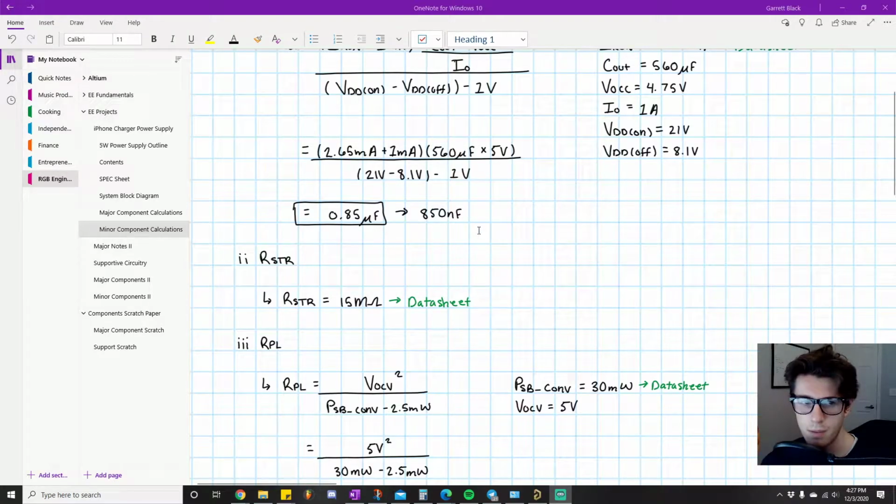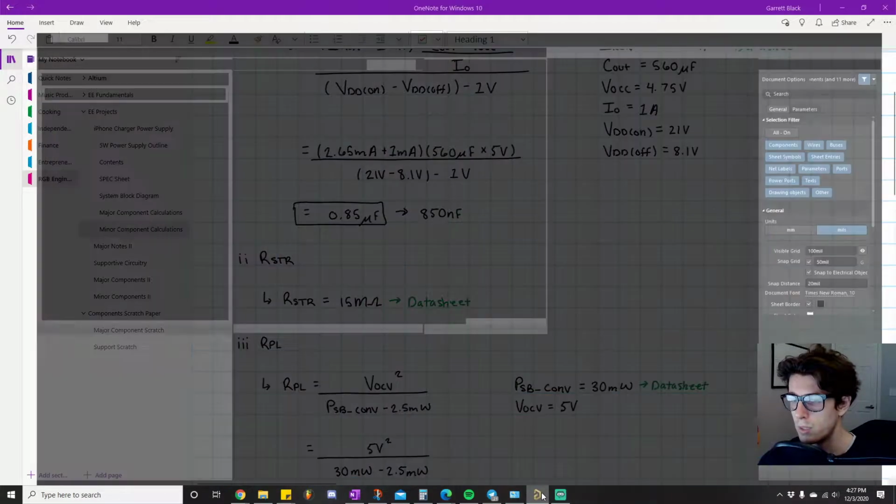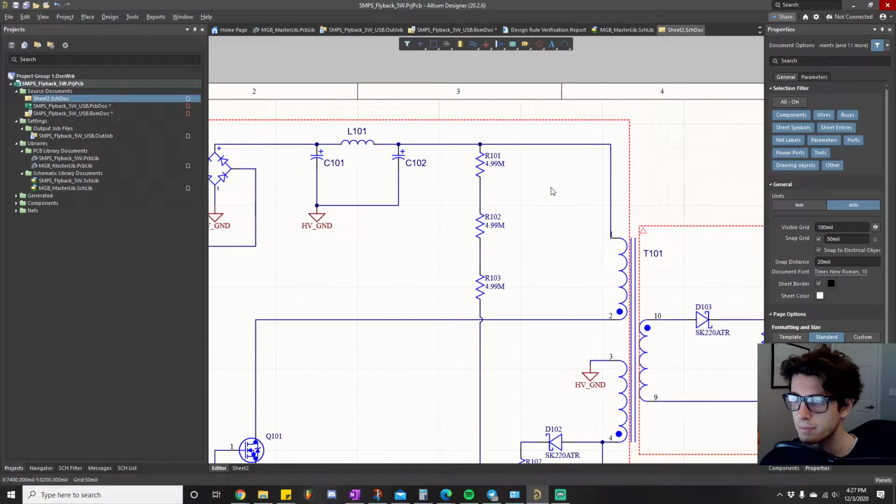Okay, next up on our minor component calculations list is going to be Rstr. If you look in the glossary, Rstr stands for the maximum startup resistance to achieve the turn-on time target, also known as the VDD startup resistance. So what that is, these resistors right here.